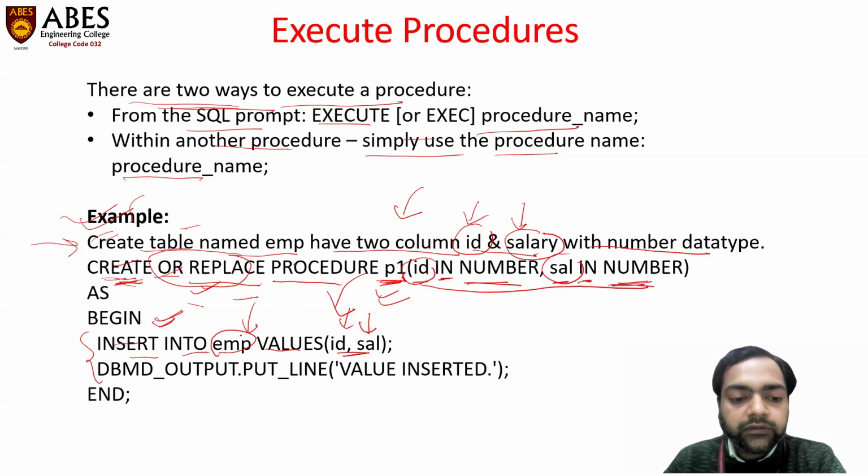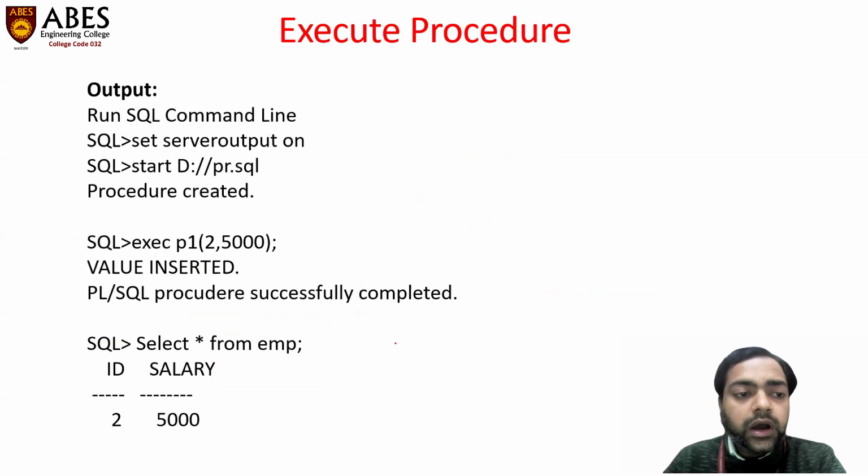And after that, whenever this procedure executes, if we want to print anything on the screen, here we need DBMS_OUTPUT.PUT_LINE. This statement will be used to print anything onto the screen, and here we print that the value has been inserted, right? So after creating the procedure, we need to save that particular procedure as well. We need to save it with the extension .sql, right?